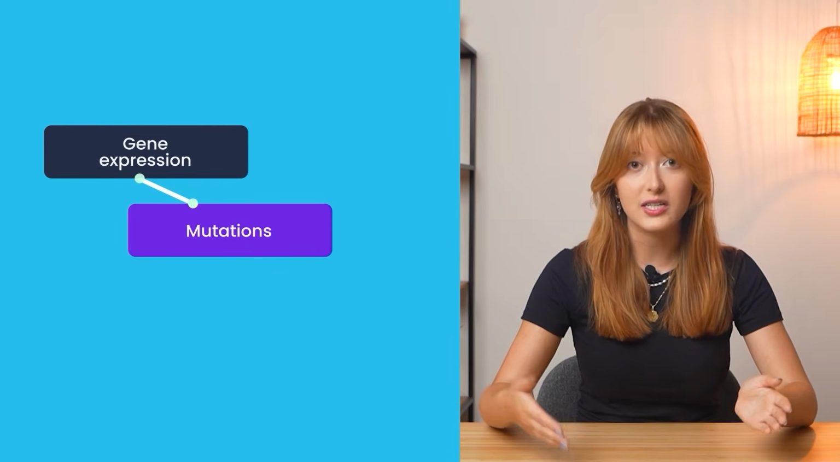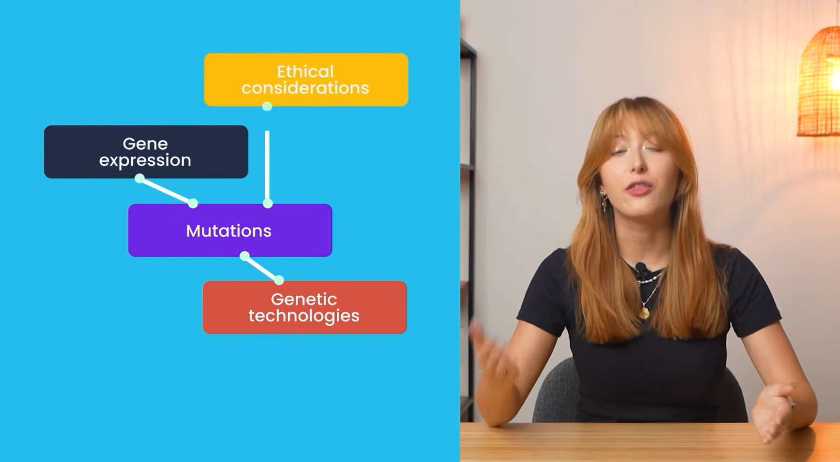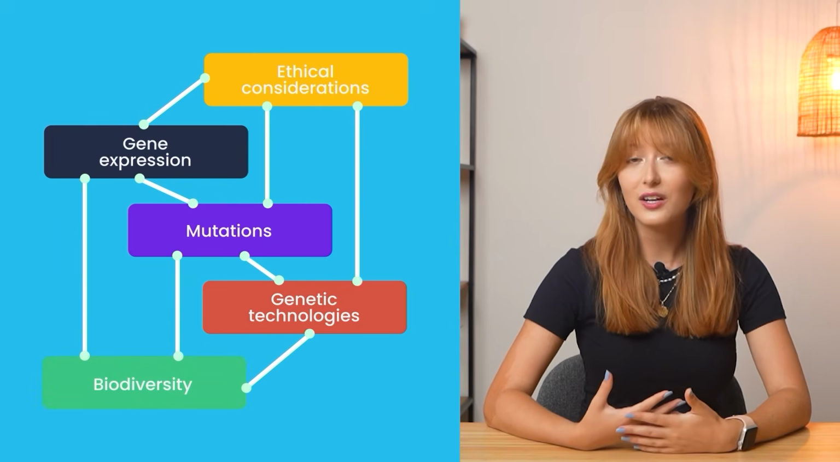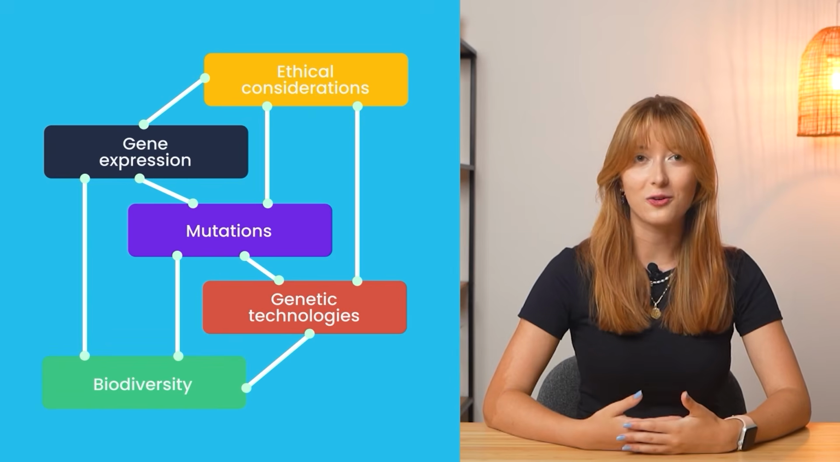Now that you've gone over these concepts, one of the best ways to consolidate your understanding is by creating a concept map or structured summary. Instead of treating each topic separately, try mapping out the relationships between mutations, gene expression, genetic technologies, ethical considerations, and biodiversity. Seeing these connections visually will help reinforce everything we've covered to make it easier to recall in the exam.